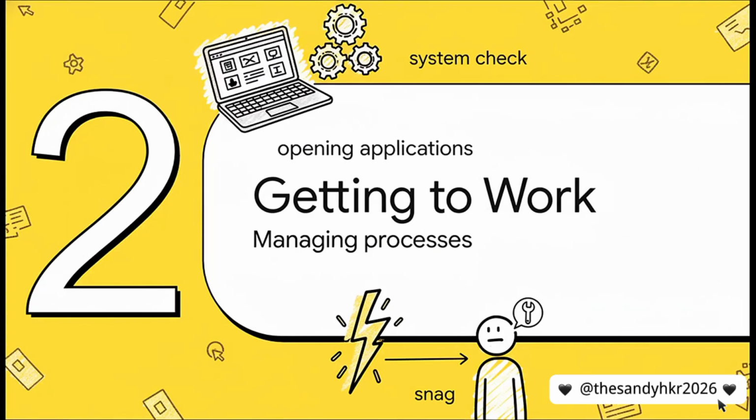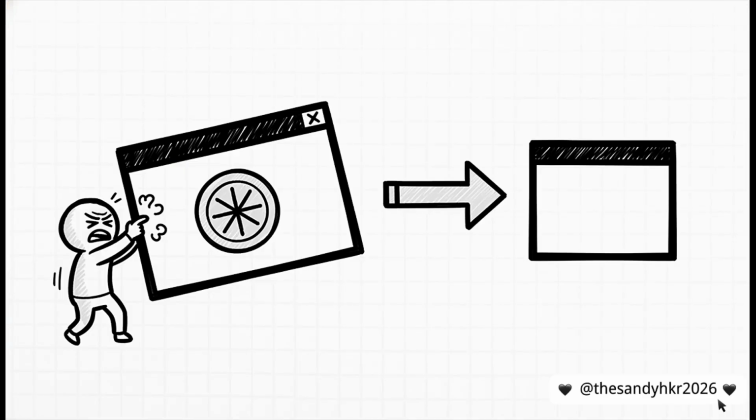Okay, our system check is done, all green lights. Time to open up our apps and get to work. But you know how it goes. Software isn't always perfect. So let's see what happens when we hit our very first snag of the day. And there it is, the dreaded frozen app, the spinning wheel of doom. We have all been there.